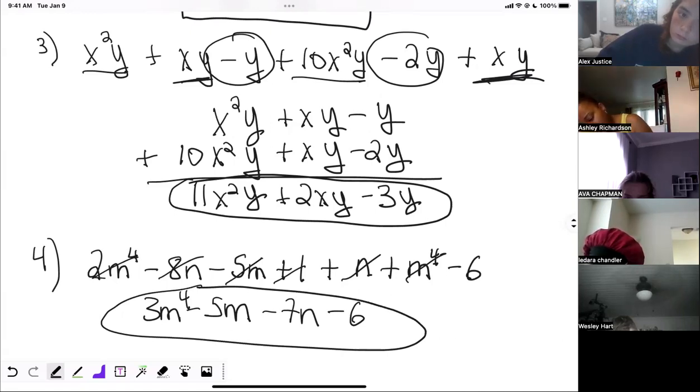So I put the m to the fourth together first, that's the highest exponent. Then I did the m's, the 5m was the only m. And then wouldn't it be negative 5, not negative 6, because there's a positive 1 in there? Oh, I missed that. See, I didn't cross it out. I missed it and crossed it out. That's why I like crossing out too. Okay, negative 5, thank you. Now I can cross it out.